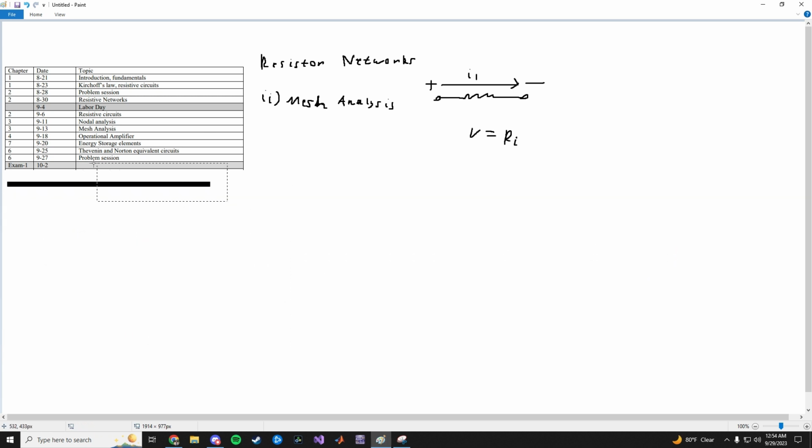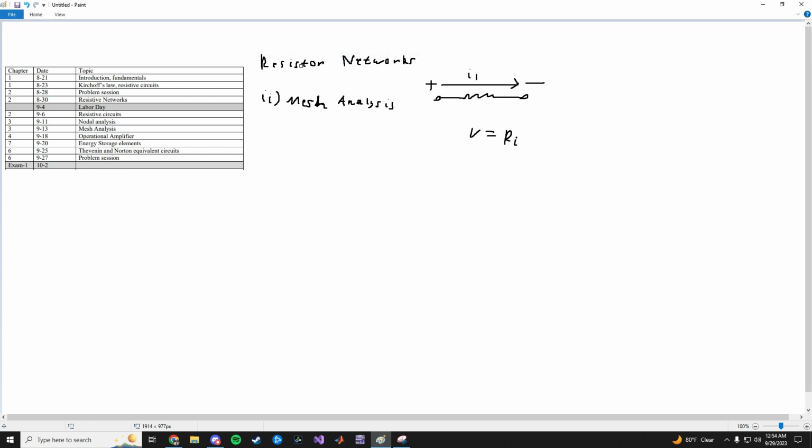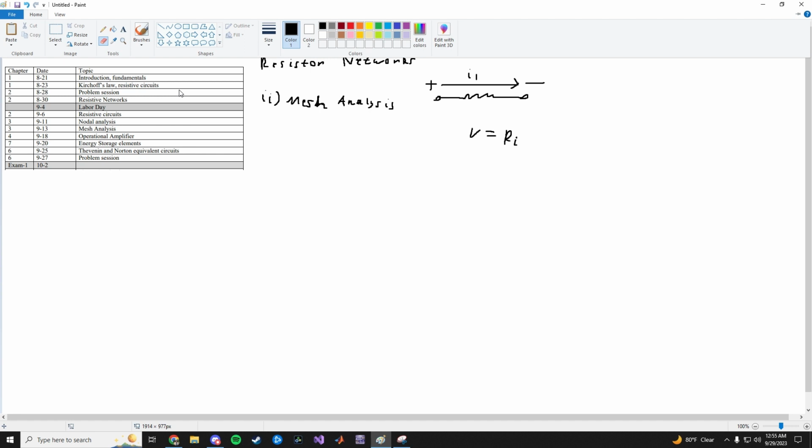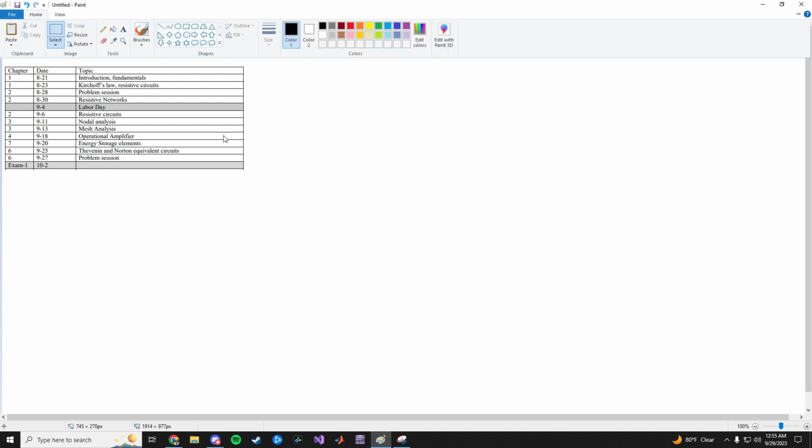So that's it for mesh analysis. Now the next one, which are operational amplifiers. So that basically sums up resistor networks. Operational amplifiers are a little different. They're kind of like resistor networks, but not really. They're kind of different. You can't just use Ohm's law for them. So I'll go ahead and explain those.